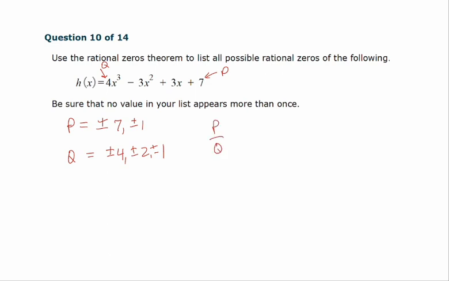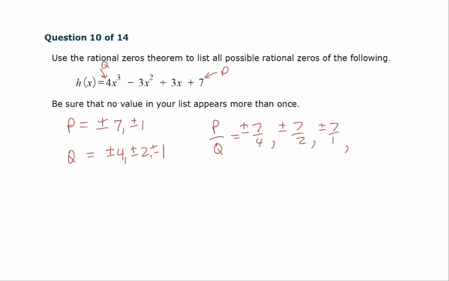Now the list we are talking about is the list of the p's over q's. So now let's combine all the p's and q's. I start out with p, and I stick with the number 7, and I divide it by all the q's. So 7 divided by 4, put your plus or minus. 7 divided by 2, plus or minus. 7 divided by 1, plus or minus. Now, those fractions should be reduced as much as possible. Don't try to go with mixed numbers. I just want the p over q.